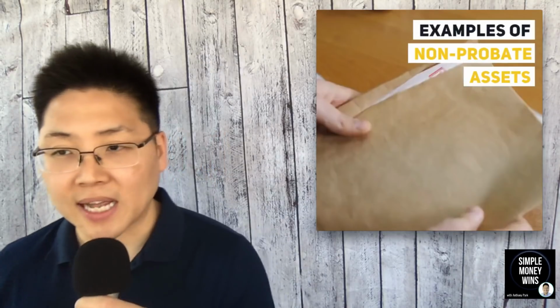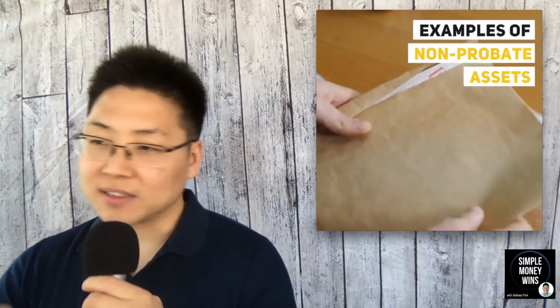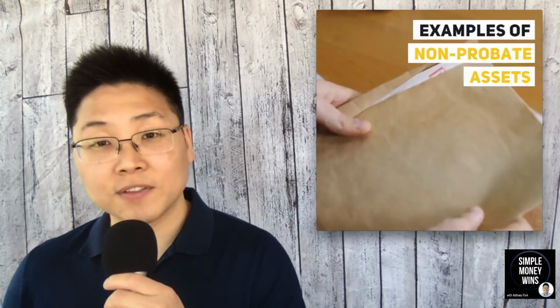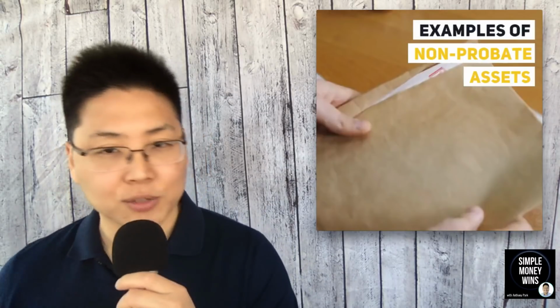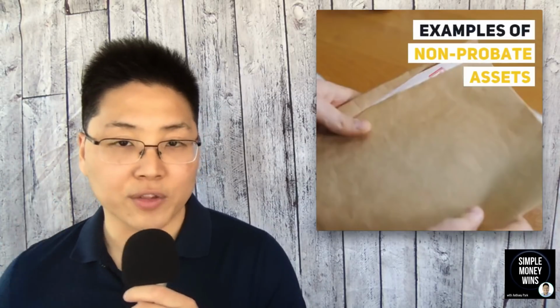Other examples of non-probate assets: IRAs, retirement accounts, 401ks, all those things. Very similarly, you can name beneficiaries. And actually, specifically for IRAs and 401ks, there are many tax benefits to naming certain people, like your spouse or kids, as beneficiaries. So talk to your tax advisor regarding those accounts.